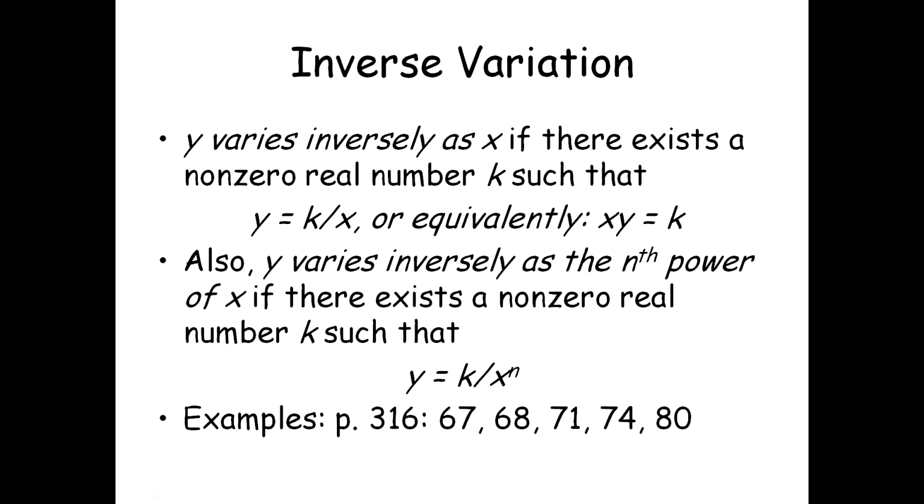With relation to variation, there's also inverse variation. Y varies inversely as x if there exists a non-zero real number k, such that y equals k divided by x, or equivalently, x times y equals k. You can also say that y varies inversely as the nth power of x if there exists a non-zero real number k, such that y equals k divided by x to the nth power. So here are some other examples of that.